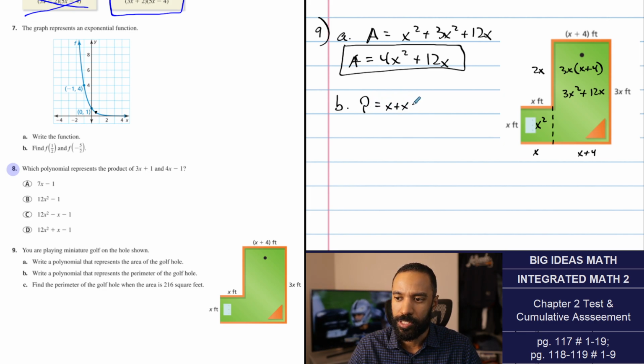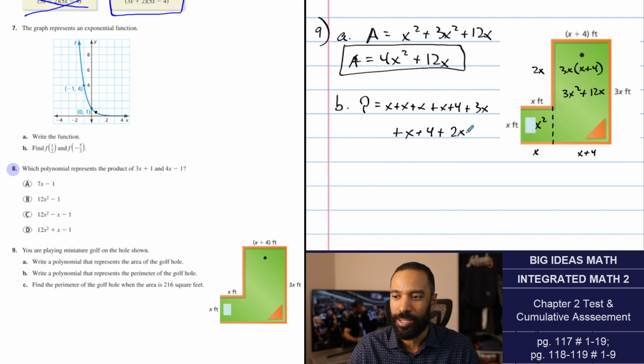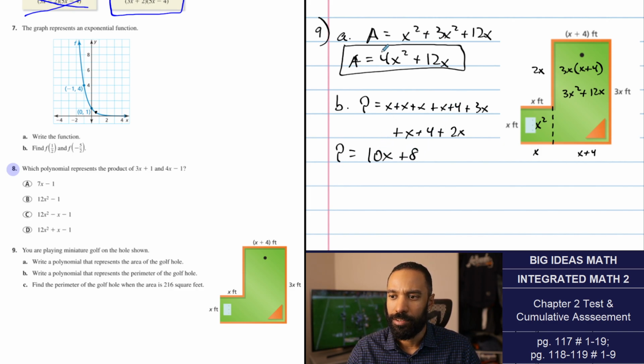Perimeter is x plus x plus x, those 3, I'm going to wrap around here, plus x plus 4, plus 3x, plus x plus 4, plus 2x. And you can see there are better ways I could have cleaned that up for sure. Okay. 1, 2, 3x, 4x, 7x, 8x, 10x, plus 4 plus 4 is 8. This is in square feet, and this is in feet.